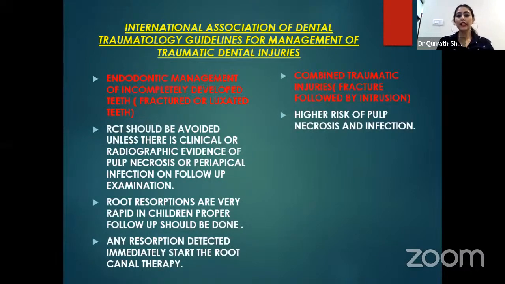So what are the international guidelines? These are a few guidelines from the International Association of Dental Traumatology for management of your traumatic dental injuries with open apex, immature open apex.